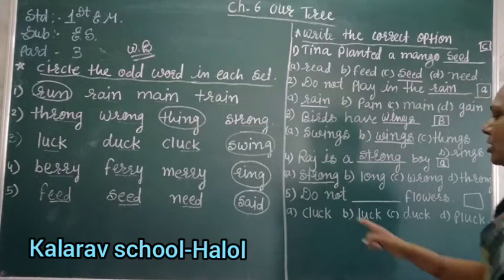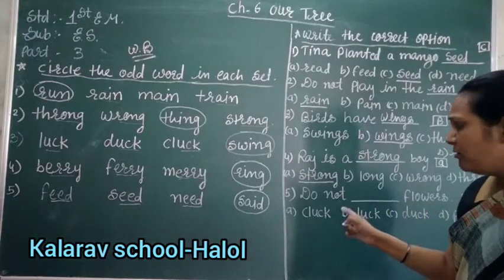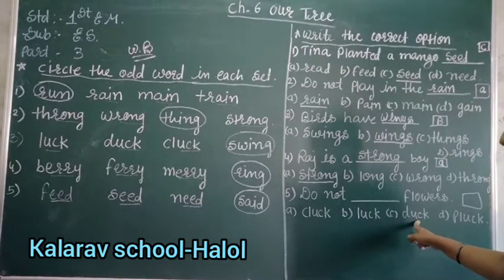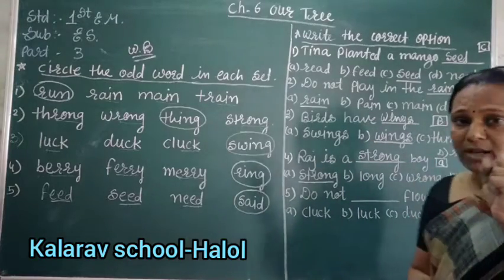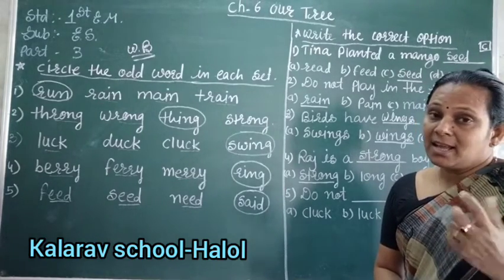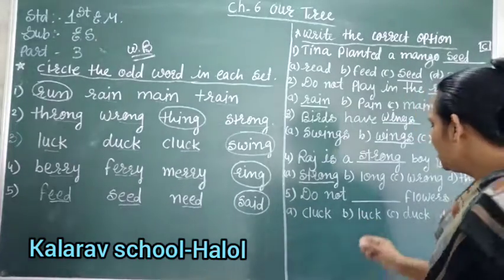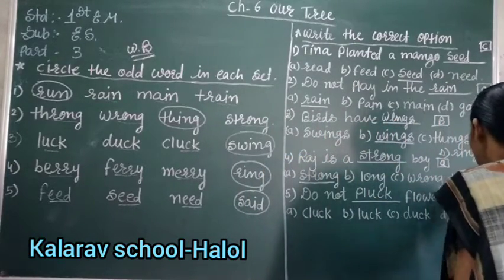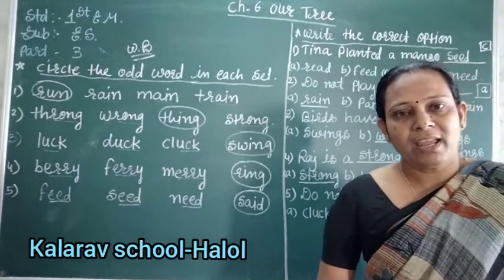Right? Five number. Do not blank flowers. Then what should we not do? We do not cluck. It is the sound of the hen. It is luck, fortune. Then duck and pluck. That means do not pluck the flowers. Pluck means to pluck off. You pluck them from inside, right? So in any garden, any flowers, you should not pluck them. When should you pluck? When we offer flowers to God at prayer time, then you can pluck. Otherwise, do not pluck. Right? So here you have to write pluck and the option is B. Okay students, this one you have to copy in the workbook and I will send you the PDF of the workbook. Okay, thank you. Bye bye.